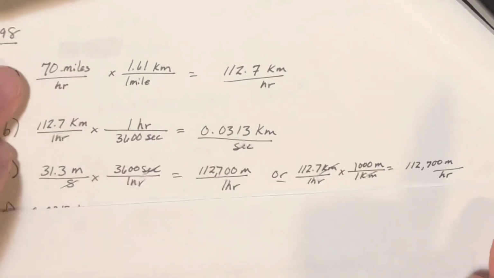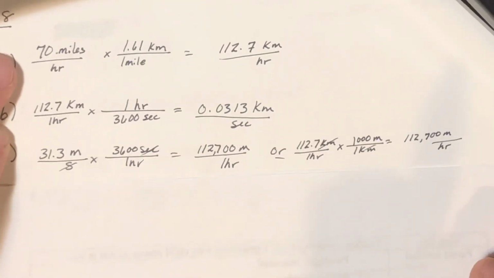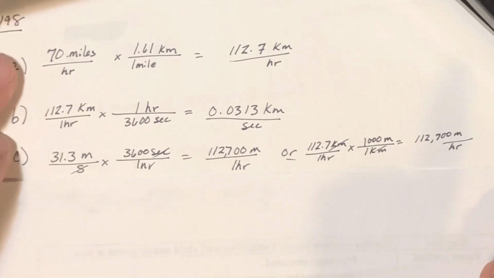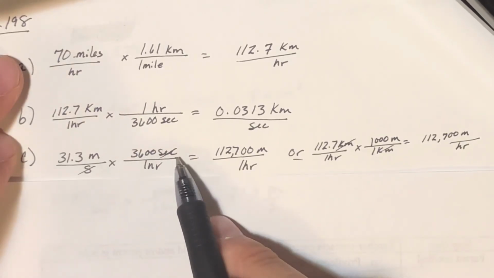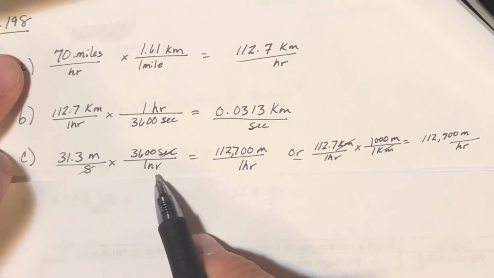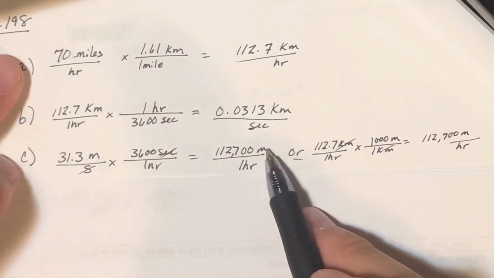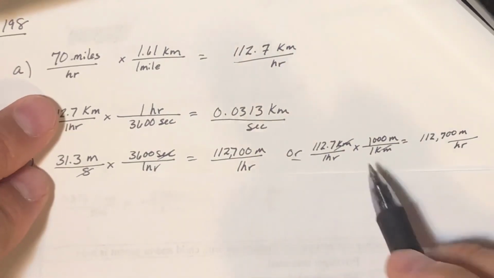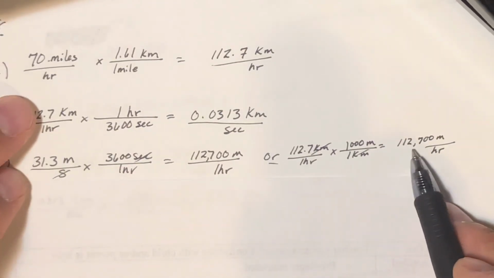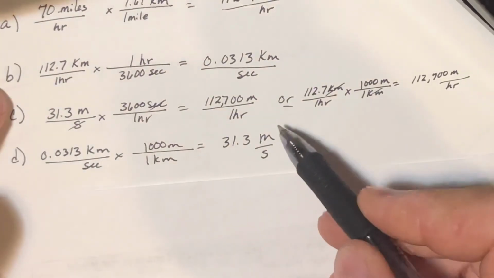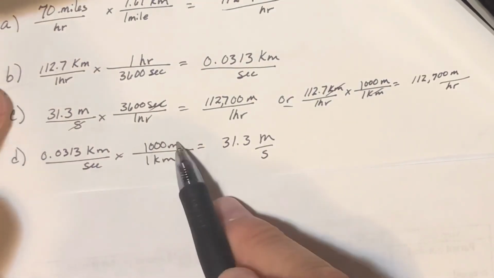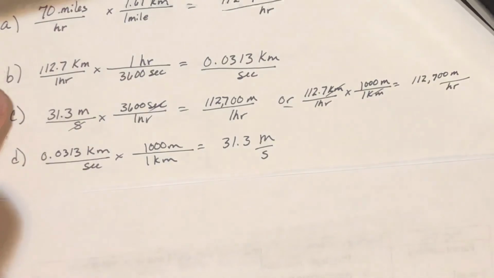So again, the conversions here, these are things we expect you to know how to do. These are some examples. So part C, seconds, you get rid of the seconds here. You could have done that last. Change that to hours, and then this is meters per hour. Okay, and so we end up with 112,700 meters per hour. And then letter D, get rid of the kilometers and turn it into meters. So we have 31.3 meters per second. There's number 10. So there it is, and hopefully this works out for us.